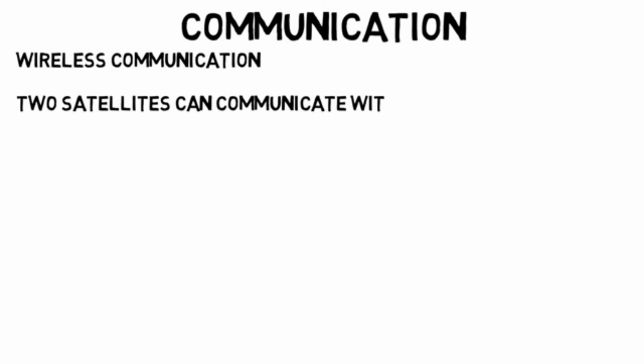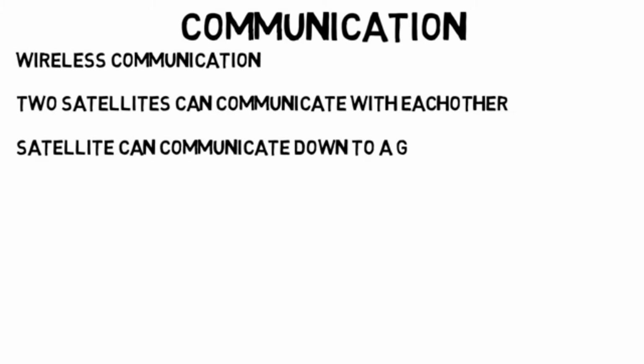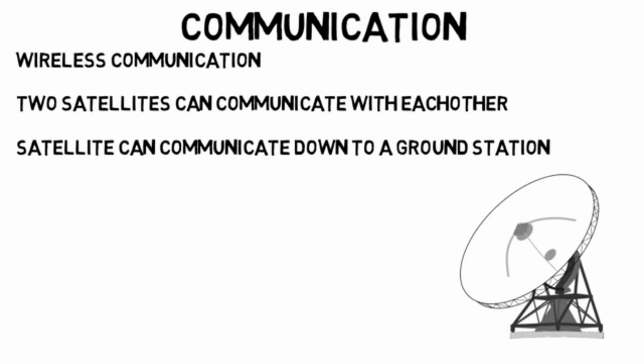And lastly, communications is about wireless communication, so that maybe two satellites can communicate with each other, or a satellite can communicate down to a ground station to provide information, whether it be images, sensor data, or audio from someone talking.